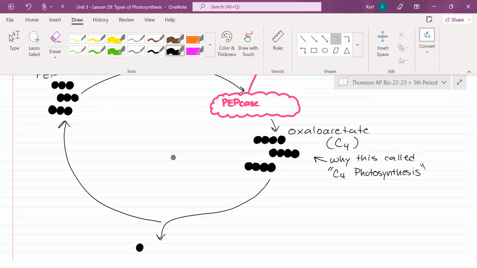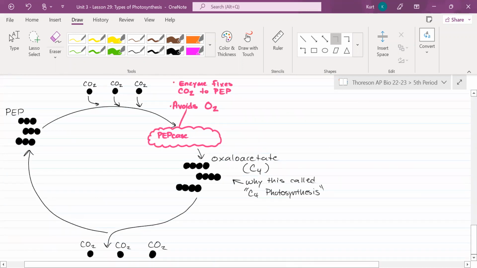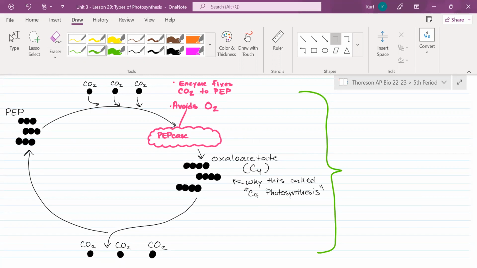Oxaloacetate is going to drop off those carbon dioxides for the second half of this process, which is the traditional Calvin cycle. So before I go to that second part, let you guys catch up. I also want you to know that this takes place in the mesophyll cells.